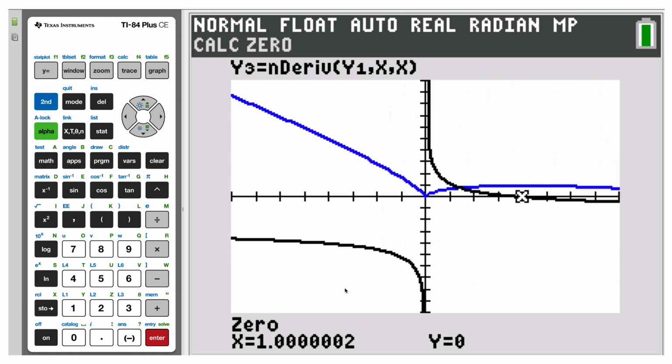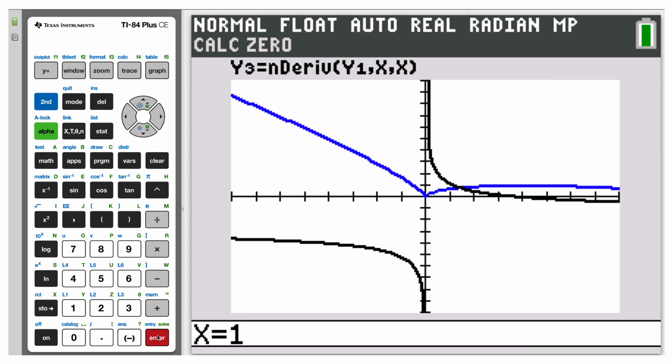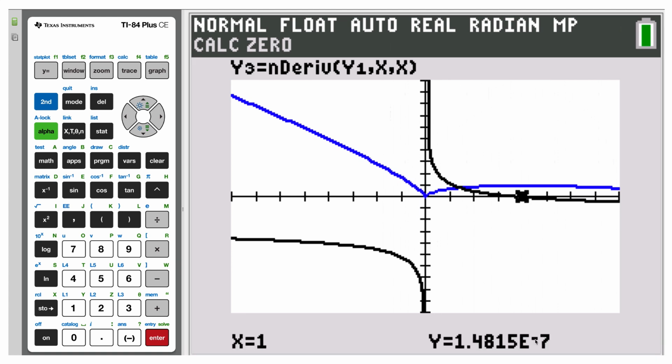Sometimes it might be in reverse, where you'll see something like this. If I hit trace on and type in a 1, notice I get this for a value. This is a 0. That e to the negative 7 means there are 6 zeros. I have to move the decimal point 7 places to the left. It's a rounding error. I don't know why the calculator does that. We just have to cope with it.